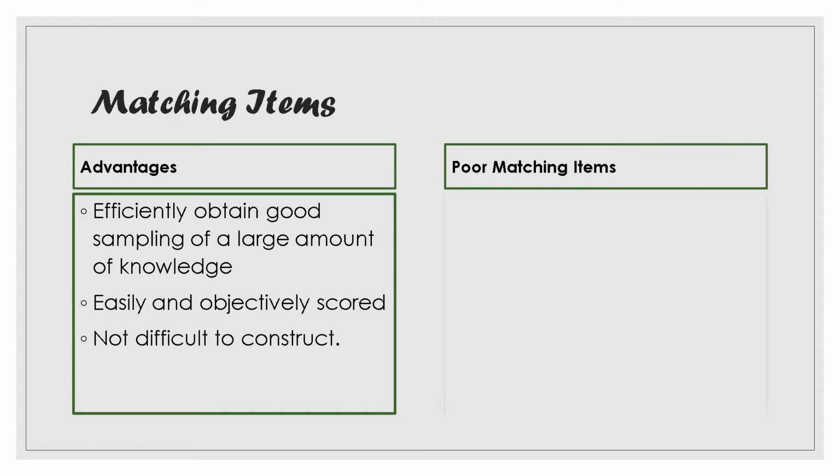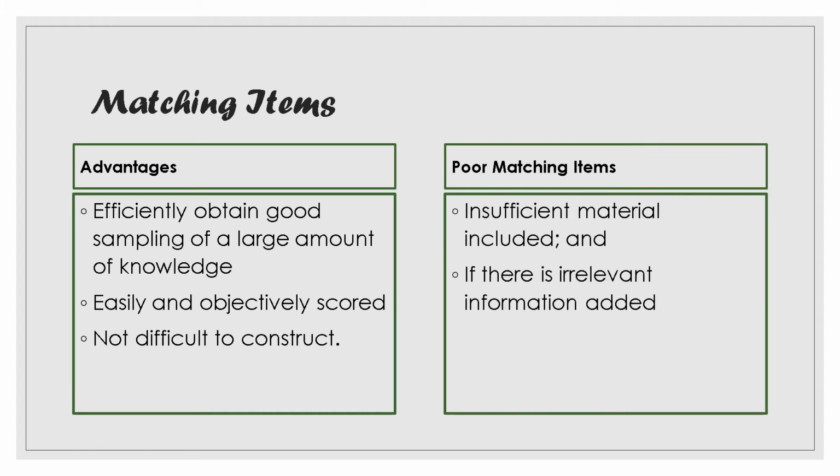Advantages: efficiently obtain a good sampling of a large amount of knowledge because we are using more than four matching items. Easily and objectively scored, not difficult to construct. The characteristics of poor matching items: insufficient material included, and irrelevant information added.